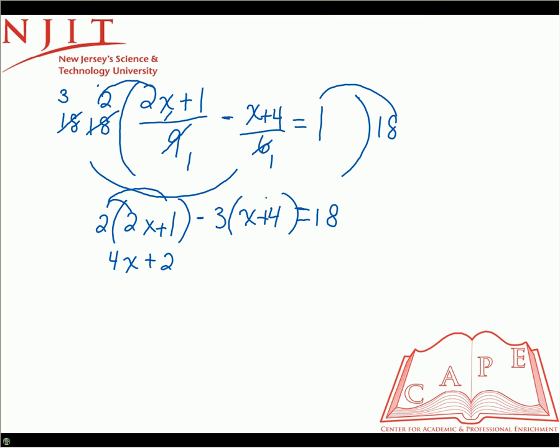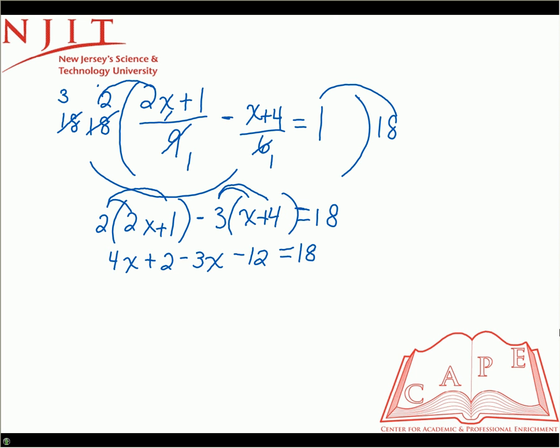Now let's do it for the next one. Now it's a negative 3 that we have to distribute in. Don't forget the negative. So this 3 is going to go into here and here. Minus 3 times x is just minus 3x. Minus 3 times a positive 4 is minus 12. And on the right side of the equation, we just have to rewrite the 18.